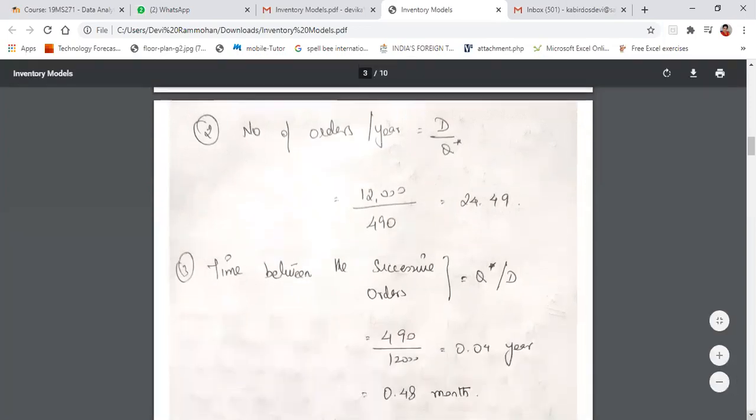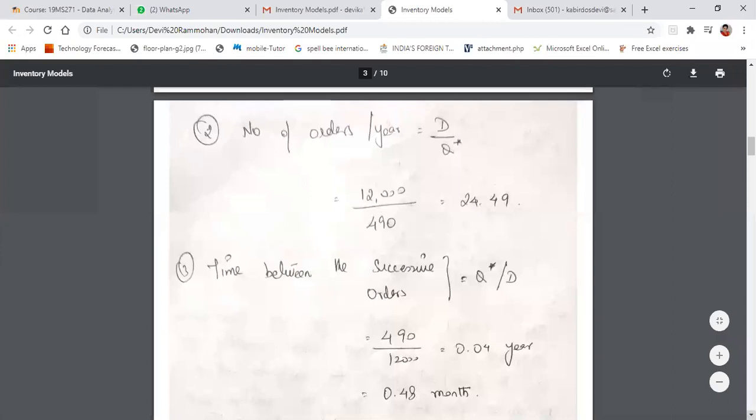Approximately 25 means two orders in a month, or in any one of the 12 months there would be 3 orders. So how do we calculate that? We take the total annual requirement divided by the EOQ.